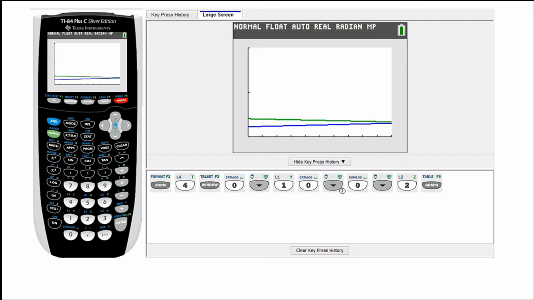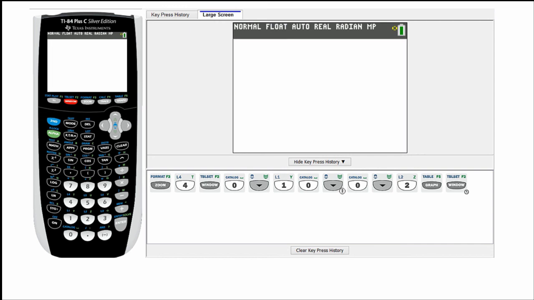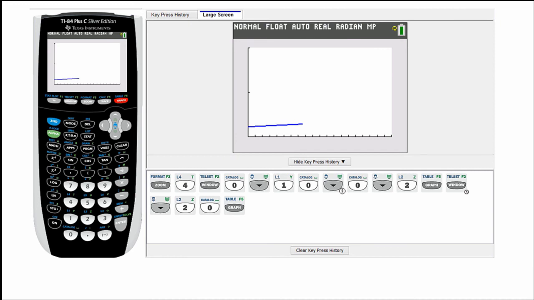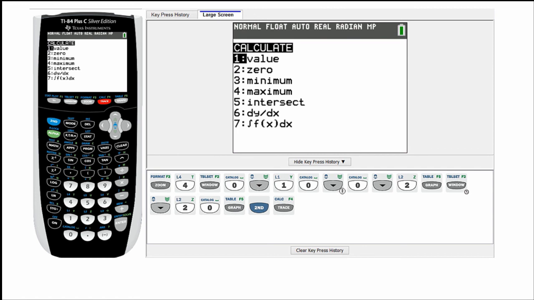So the problem is I still can't see where they cross, so intersect is going to be useless. Go back to Window. I'm going to change the x-max to 20, and we'll see what that does. Push graph. Now they cross. Second, trace to get to Calc. 5 is my intersect.